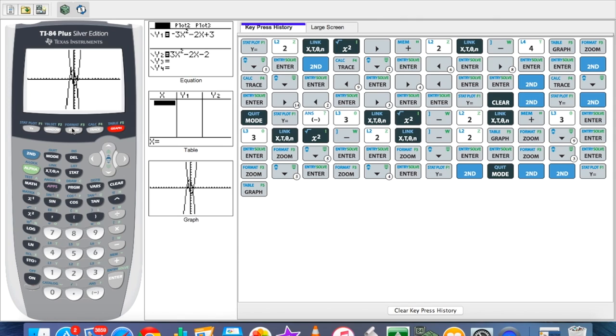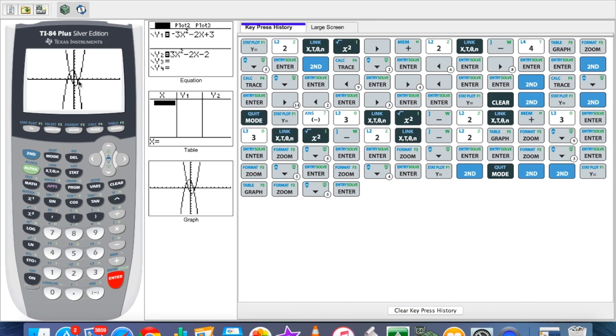It's a little hard to tell exactly what's going on, so we want to go into zoom standard. We want to make sure there's zoom standard, and we'll go from there. So zoom standard 6, so we go down, we press enter again, and that's a little better. We can see that there's two intersection points, one is there and one is there.